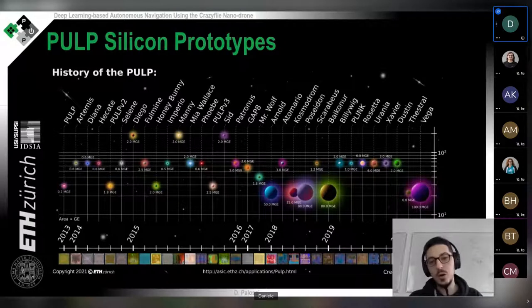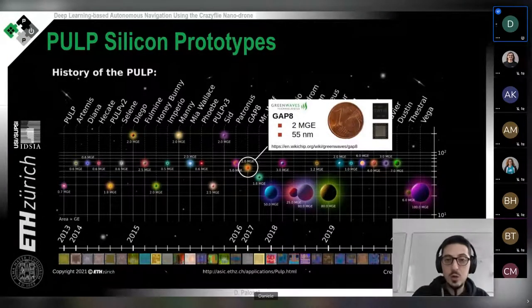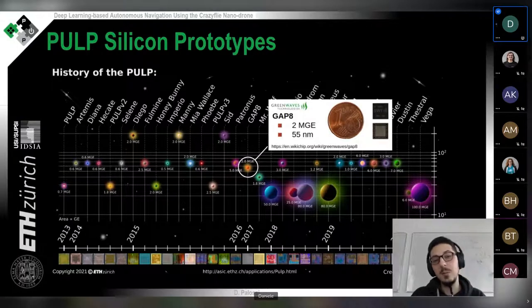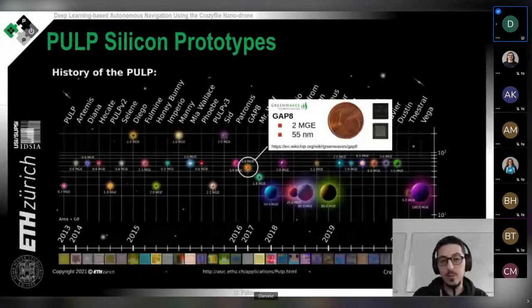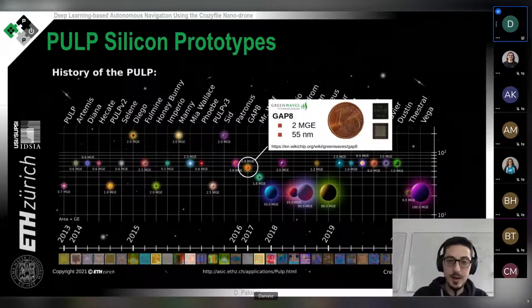But among all of them, there is one that is quite interesting for us, the GAP8 system on chip. This started with a collaboration with GreenWaves Technology, a fabless startup in France, that brought the initial design to an industry level. And this is actually available today for commercial usage. You can buy them. This is the first commercial embodiment of the PULP system on chip.